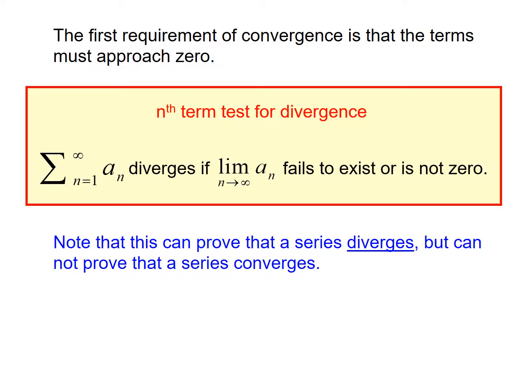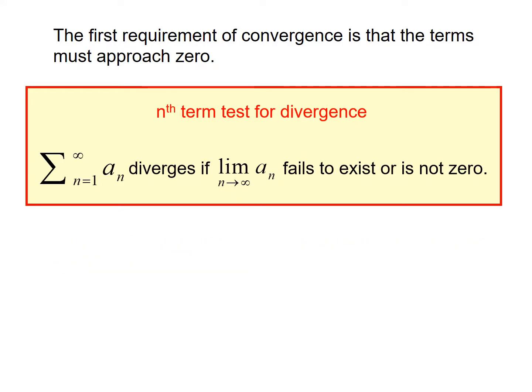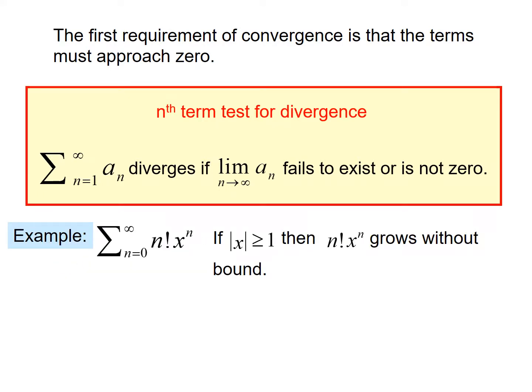But what's really important to note is the nth term test can show that a series diverges, but the nth term test absolutely does not show convergence for a series. So remember, we have to distinguish between a series and a sequence. A sequence is just the values of the individual terms. The series is the sum of the terms. Okay, so if we have the sum of n factorial times x to the n, with x greater than or equal to 1, well, n factorial keeps getting bigger and bigger, x to the power of n keeps on getting bigger and bigger, so this series diverges.